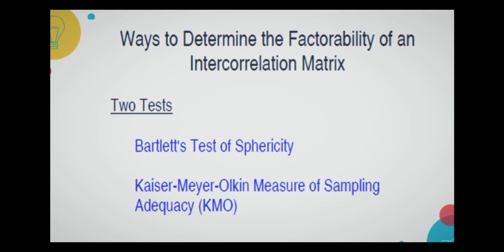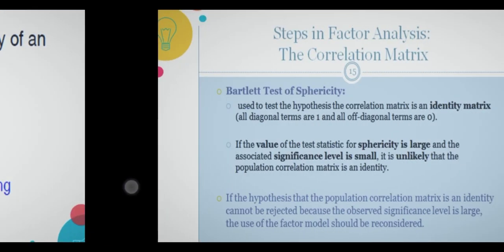Or we can use these two tests, the Bartlett test or the value of KMO, to determine the factorability of an intercorrelation matrix. Okay, so before we do the factor analysis, you should check these two tests first, the Bartlett test and also KMO, to confirm whether we can proceed with factor analysis or not. Okay, so what is the Bartlett test?